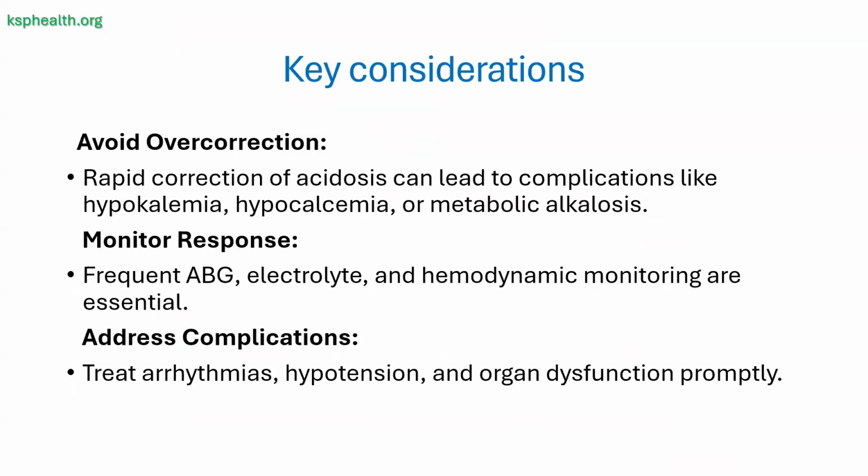This concludes the key considerations in acidosis: avoid overcorrection, because it can cause hypokalemia, hypercalcemia, and metabolic alkalosis. And monitor response with frequent blood gases, electrolytes, and hemodynamic monitoring. Those were the complications if they happen; most of the time, they don't if you are aggressive enough. Treat arrhythmias, hypotension, and organ dysfunction promptly. This concludes the seminar on metabolic acidosis.